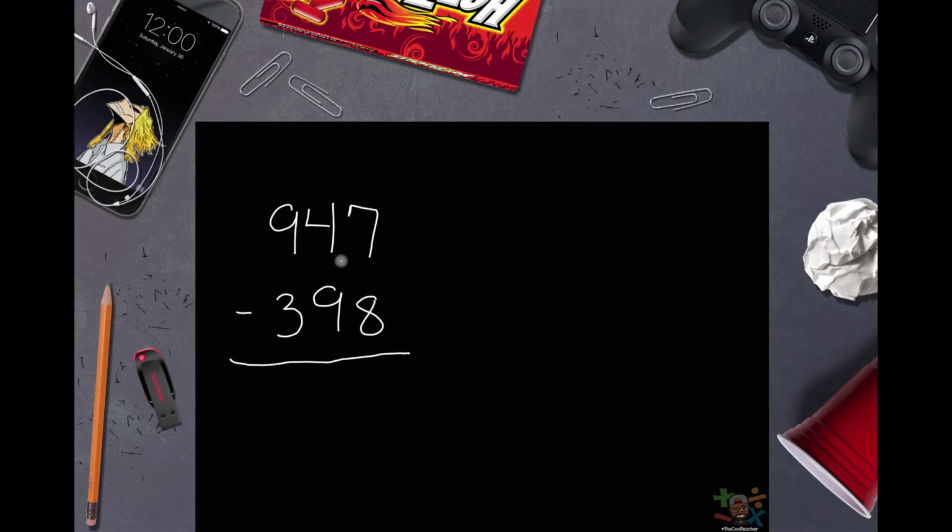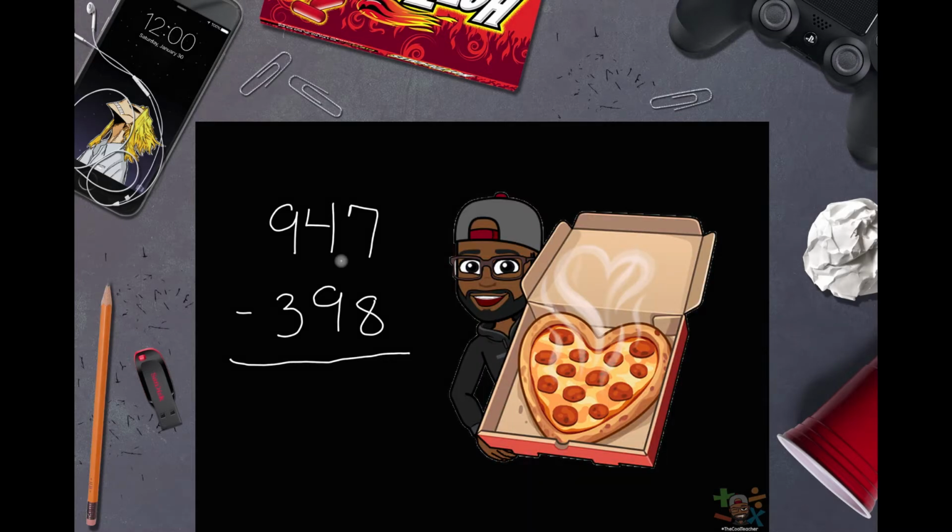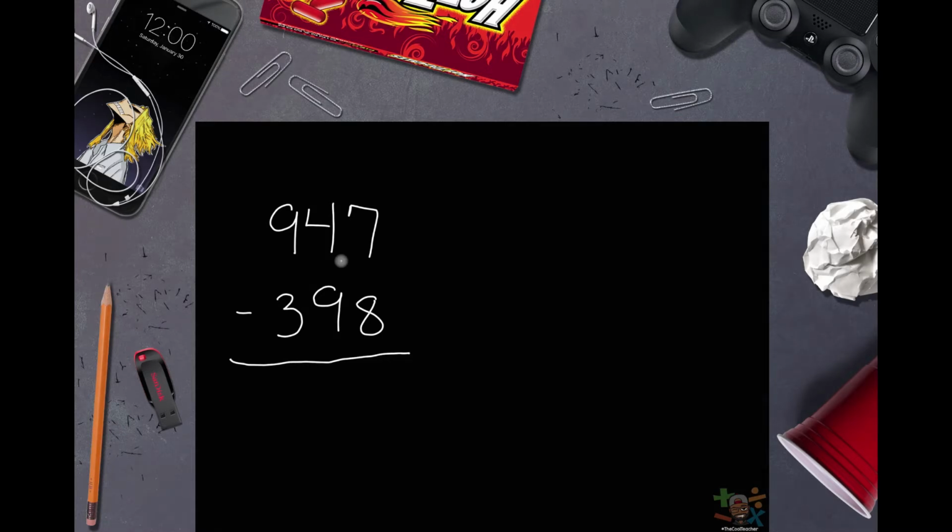Let me give you an example. Okay, I have pizza, right? And I have 3 slices of pizza. And what if somebody says, hey, let me get 10 slices? Can I give them 10 slices of pizza? I cannot, because I only have 3 slices. So this is the same thing that's happening.